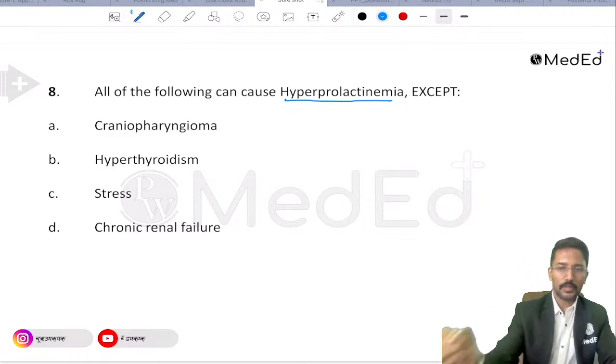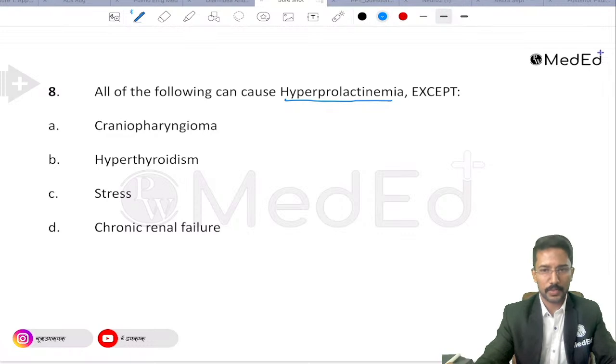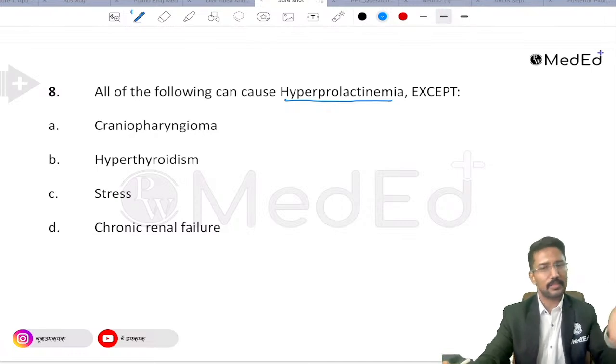Okay. So what are the common causes for hyperprolactinemia? Physiological causes are there for hyperprolactinemia, right? The stimulation of the nipple, pregnancy, these are all physiological causes. Exercise, these are physiological causes. Okay. Even stress can cause hyperprolactinemia.